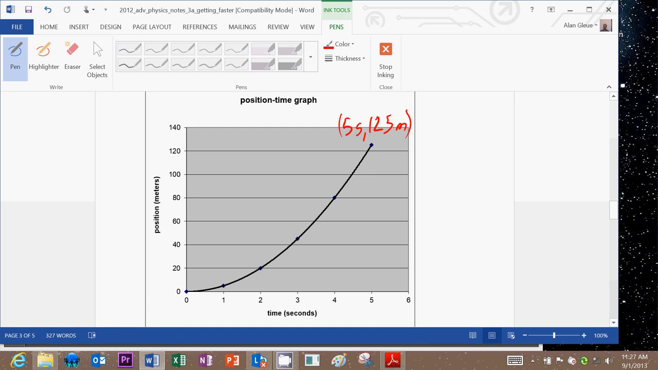Well, what we could do is take this parabola and draw what are called tangent lines. Tangent lines are just small lines that follow the curvature of a shape. In this case, it's a parabola. Well, it turns out the slope of the tangent lines tells us the instantaneous velocity.